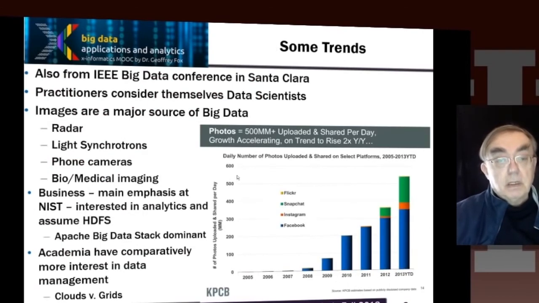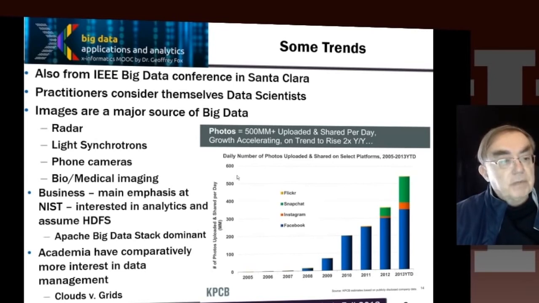So if we look at what we learned from the NIST process, that was actually compatible with what, for instance, I learned at the Big Data Conference in Santa Clara in October 2013. And it was quite striking. One interesting feature I found from this process was the number of people who said they were data scientists. I hadn't realized until that involvement how many people, especially from industry, consider themselves data scientists.